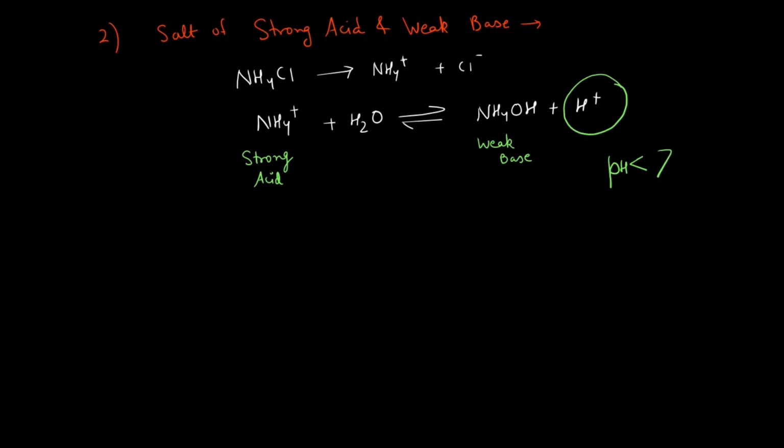And as far as the chloride is concerned, chloride will not react with water, there is no reaction. So our pH is going to be less than 7 because of the presence of this H plus ion. So when we dissolve a salt of strong acid and weak base in water, we will get a solution with pH less than 7, which means we will get a solution which is acidic.